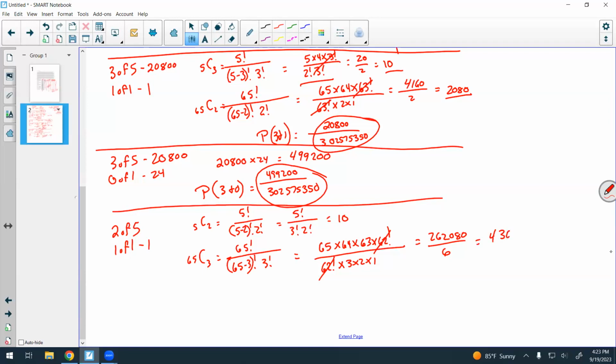And notice all these numbers are coming out even. Any combination or permutation problem, you should come out with an even number. So now I'm taking this times this, which is 436,800, then multiplying it by 1. And my probability of 2 and 1 is 436,800 over 302,575,350.